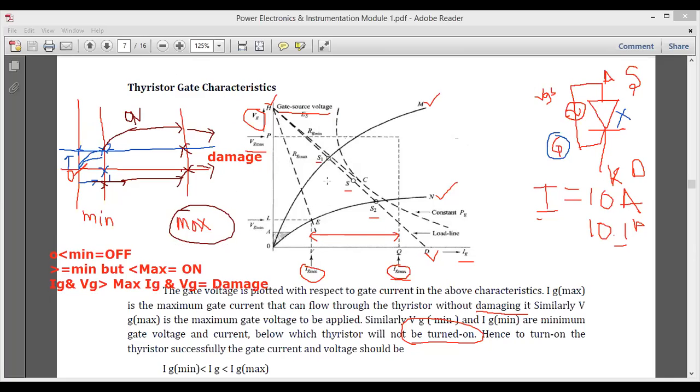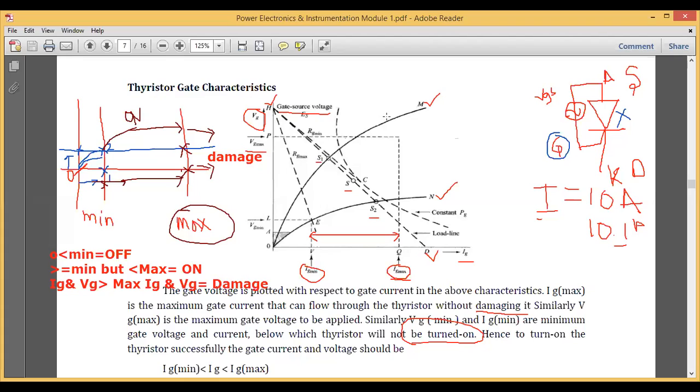This is what the graph says. With respect to these three conditions, your SCR will be turning on and turning off, and it will get damaged if you try to increase your gate voltages. This is a very important aspect which should be considered.